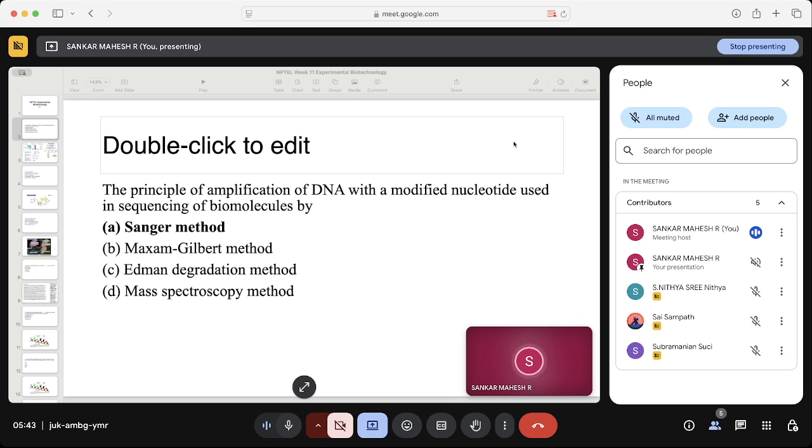Yeah, so you can start with an incorrect option. Does anyone want to try answering? Sir, mass spectroscopy method is a wrong answer. Okay, do you know anything about that method? It is not used for sequencing. Sequencing of what?